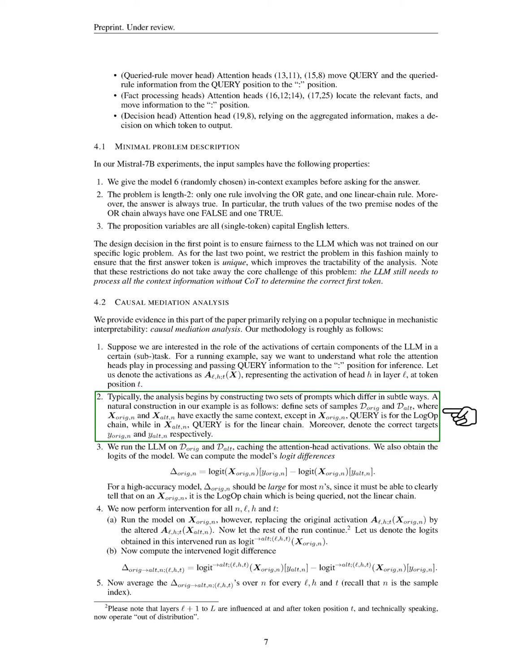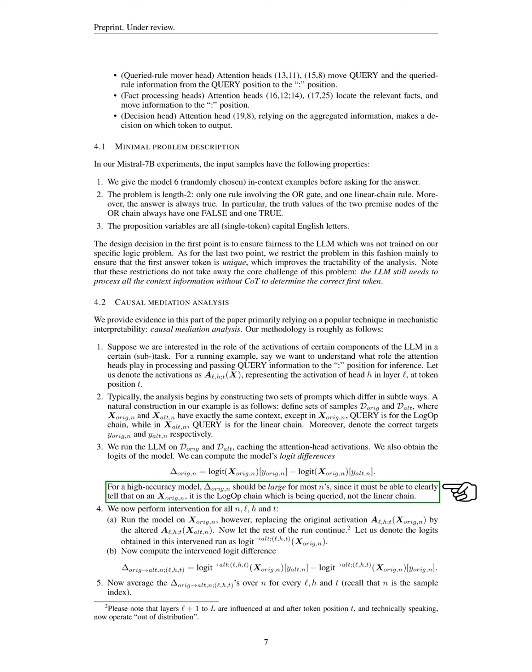We start by creating two sets of prompts that are slightly different. In our example, we define two sample sets, D_orig and D_alt, where the context is the same, but in D_orig, the query is for the log op chain, while in D_alt, the query is for the linear chain. We also identify the correct targets for each set. We run the LLM on both sets, recording the attention head activations and the model's logits. We calculate the difference in logits, delta_orig,n, which should be large for a high accuracy model, indicating it can distinguish between the two query types.